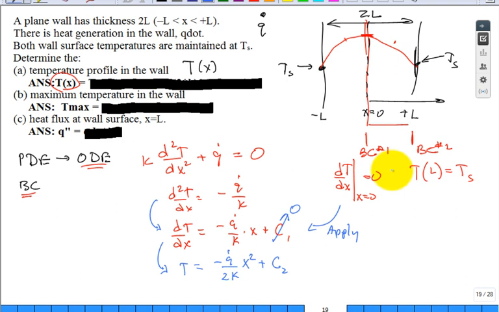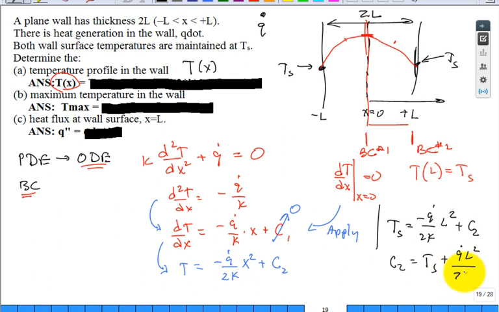Now, yes, we apply the boundary condition here. This one, maybe I do it a little slower. I'll get that TS is equal to minus Q dot divided by 2K L squared plus C2. So C2, isn't that equal to TS plus Q dot L squared divided by 2K? Isn't that what I conclude the constant of integration is? And now at this point, I can substitute that constant of integration. So the final answer, T is equal to, and I'm going to just put this term first, TS. Then I'm going to group these other two terms, and we'll have plus Q dot L squared divided by 2K, 1 minus X over L squared.